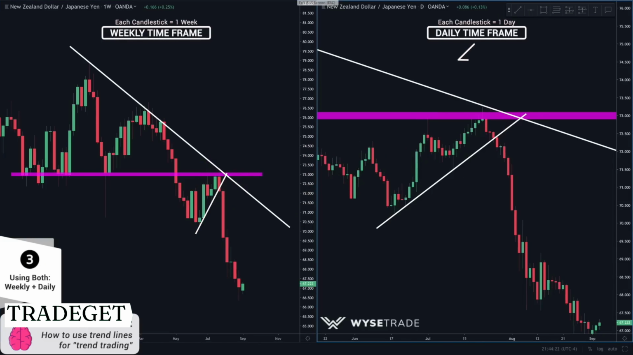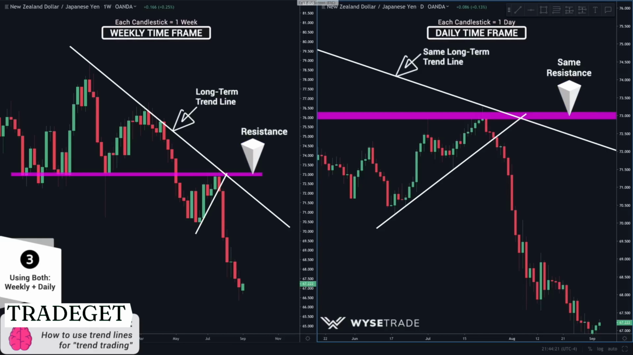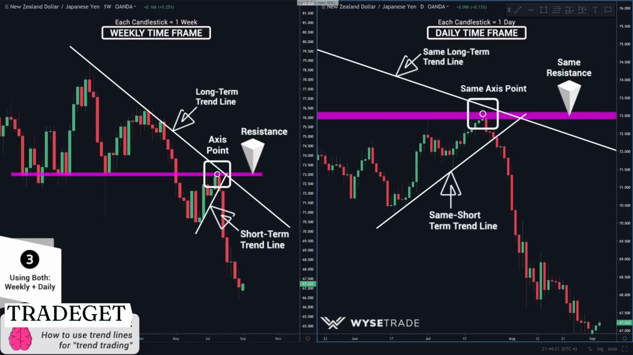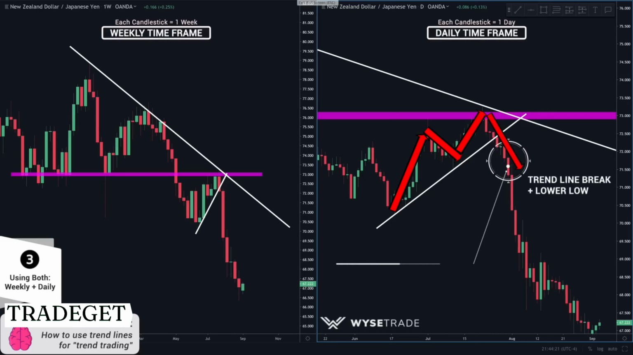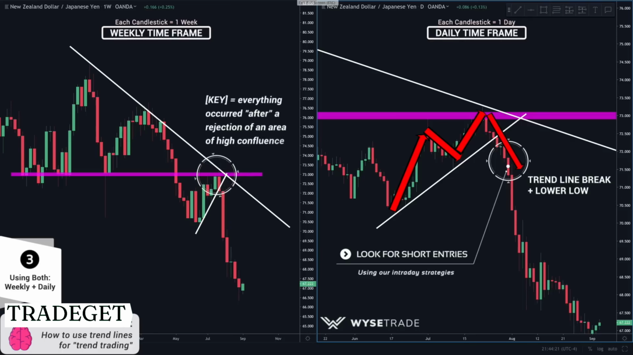Now, here in the daily time frame, this is your same trend line from the weekly, the same resistance level from the weekly, the same access point from the weekly, and the same uptrend and trend line from the weekly. So here is your moving uptrend, where you have a run, a pullback, a run, before you had your break of the trend line and a lower low, and you can start looking for trade entries short through a breakout or intraday entry. Again, the key here is that this all occurred after the rejection and bounce from an area of high confluence, or else you would have just had a trendline break, and that would be meaningless.